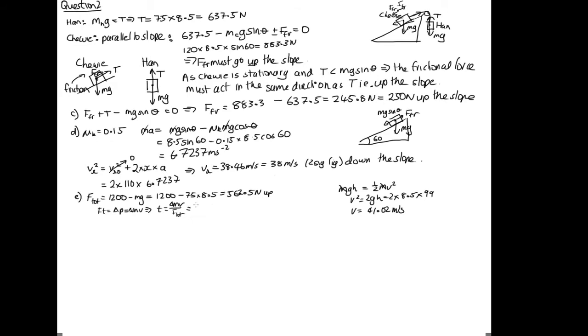So the change in momentum, that's the final momentum minus the initial momentum. So the final momentum is 0 because he's come to rest, and the initial momentum, this velocity is downwards, and so this will be 75 times 41.02, and then we've got a positive sign because this is minus the initial momentum and this was downwards, so we can put a negative there to show that it's downwards, and this force is upwards as well, so that's positive 562.5. Solving that we end up with 5.47 seconds, which to two significant figures is 5.5 seconds.